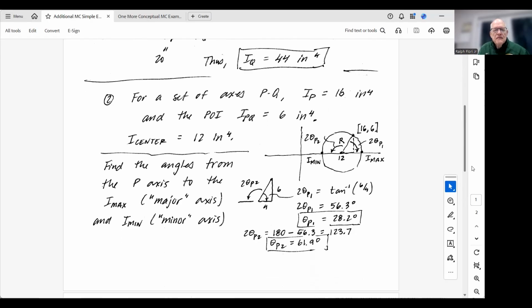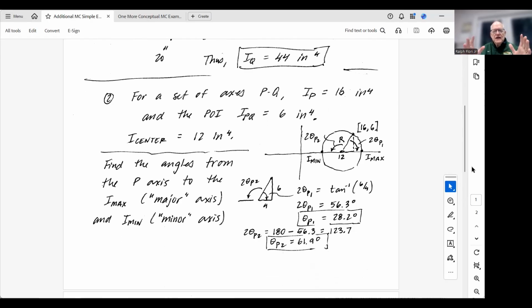Here's another one. You have a set of axes P and Q. Again, these are 90 degrees from one another on the cross section, and they're 180 degrees apart on Mohr Circle. You're given the moment of inertia at point P is 16, the product of inertia IPQ is 6, and you're given I center. We're asked to find the angle from the P-axis to the major axis, which is I max, and the angle from the P-axis to the minor axis, which is I min. You're given enough information to draw.